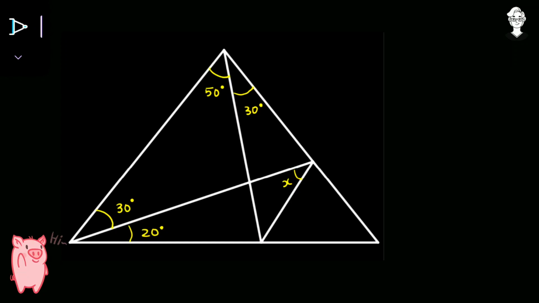Today we have an interesting geometrical question. The given data is very simple, there's nothing to be explained. All you have to do is find the value of this angle x that is present over here. So let us see the solution.